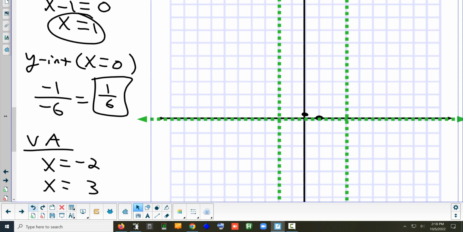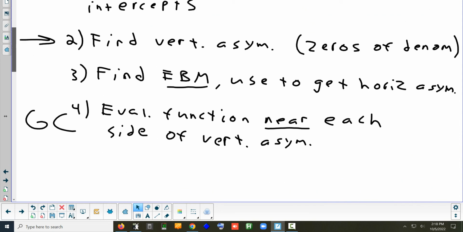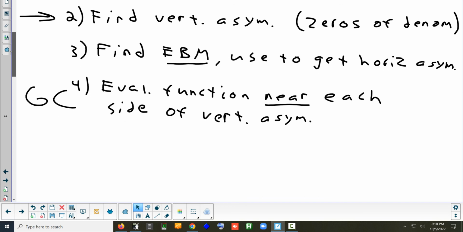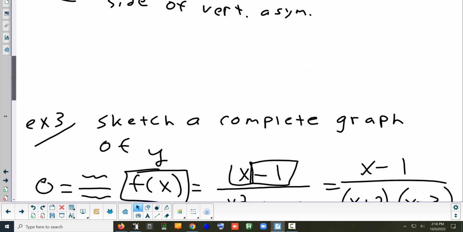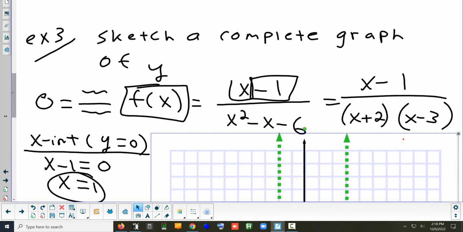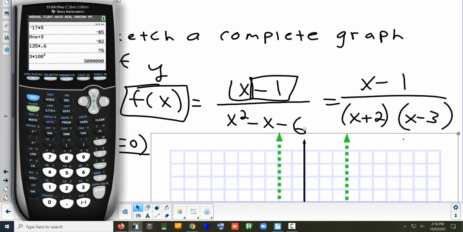Okay. All right. So now the last step is to use the calculator. See what happens when you get close to each asymptote. So the first thing is we need to type that in. We need, in parentheses, x minus 1 divided by, in parentheses again, x squared minus x minus 6. Now, I could do this part without a calculator, but calculator is going to speed it up. That's why I'm using it.